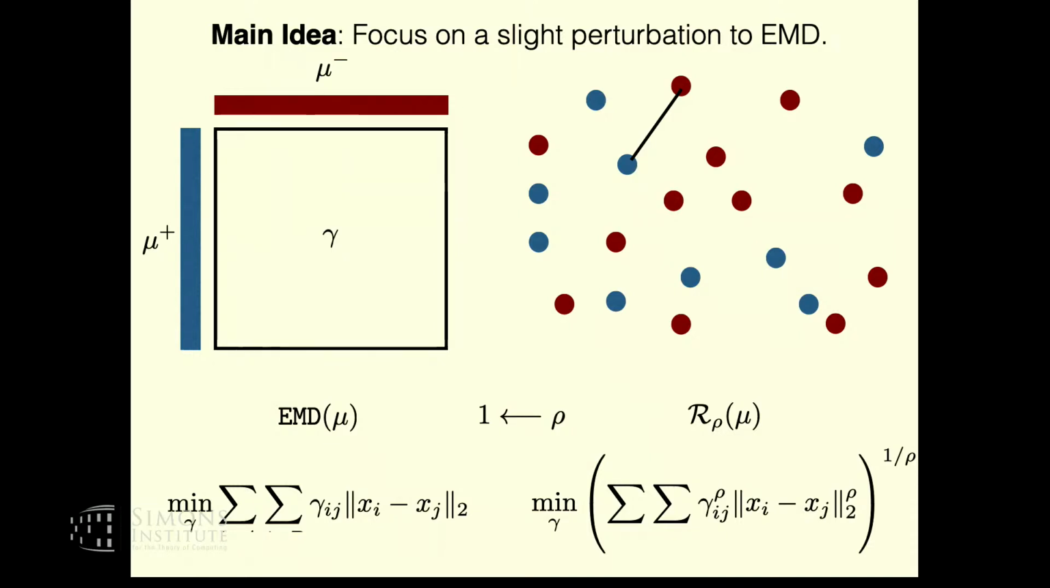For us, it's very important that we raise the variable gamma ij to power rho, and this makes the problem just a different problem. That's why it's going to be algorithmically easy. For the same reasons, we don't know how to solve EMD in near linear time. We also don't know how to solve these Wasserstein P distances in near linear time.